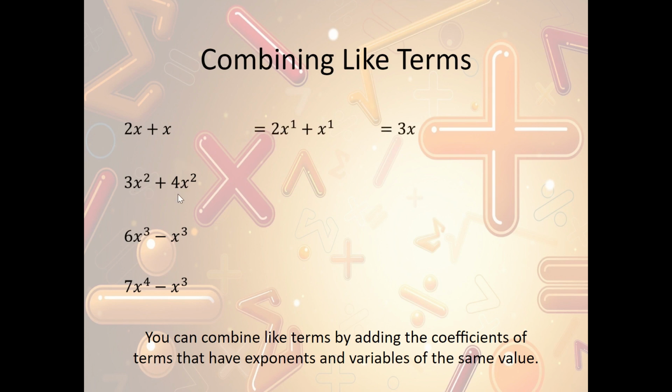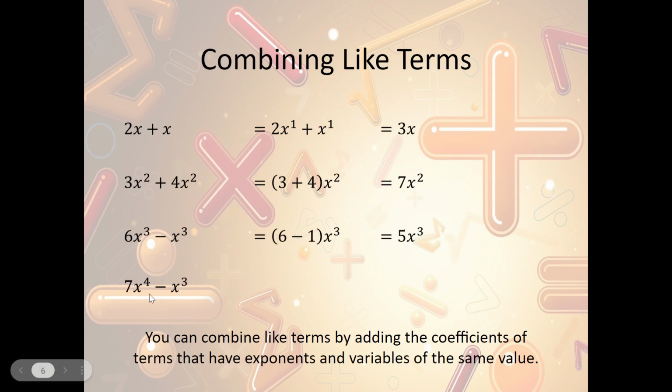We have 3x squared plus 4x squared. Again, same variable, they're both x's, and the powers match, so we just add the coefficients. That's 3 plus 4, which is 7x squared. We can do it with subtraction as well. So we have 6x cubed minus x cubed. Well, again, same variable, same power, so now we can go ahead and subtract. So 6 minus 1 is 5x cubed.